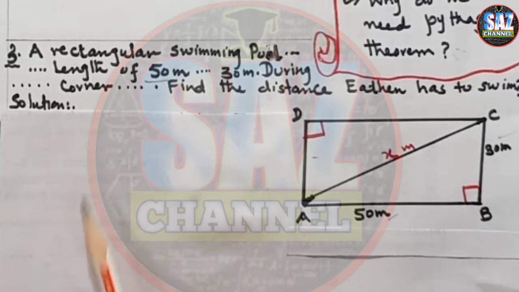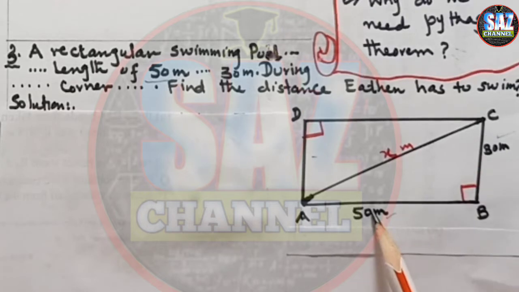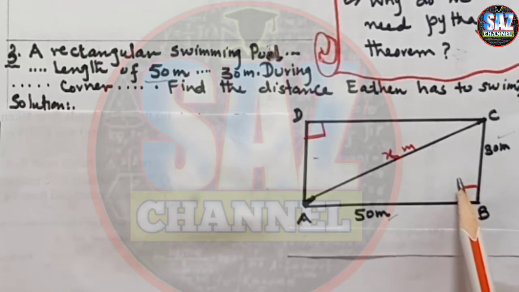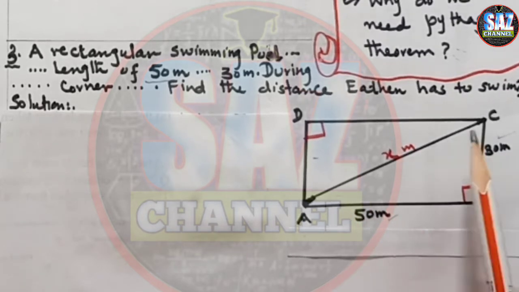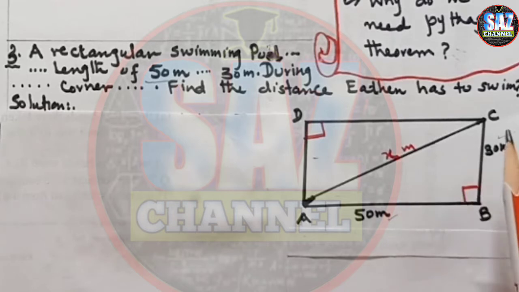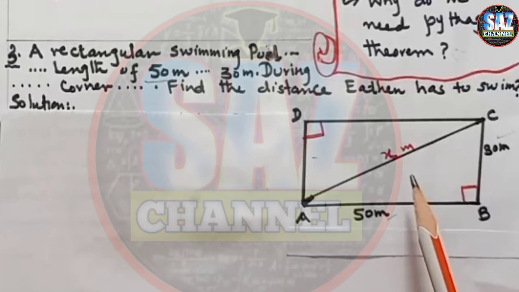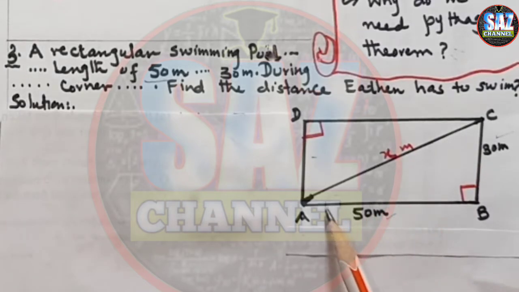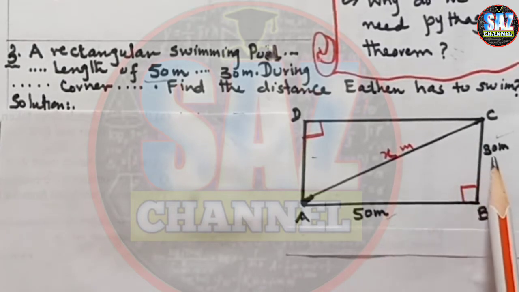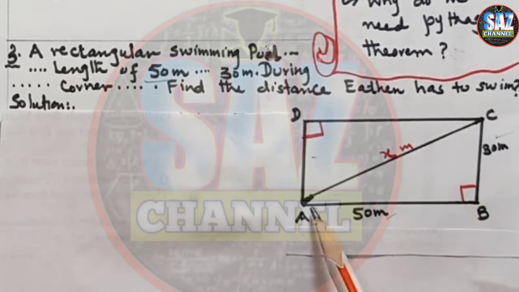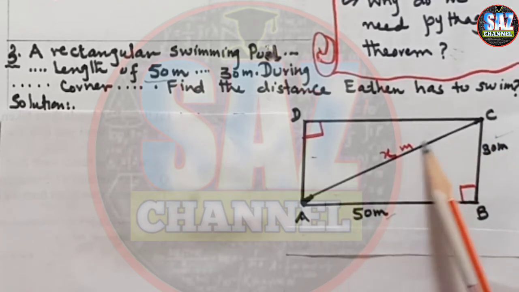Question says a rectangular swimming pool has a length of 50 meters and a breadth of 30 meters. During this swimming proficiency test, Ethan has to swim from one corner of the pool to the opposite corner. Find the distance Ethan has to swim. Okay, the question is about a rectangle in which the length is 50 meters and the breadth is 30 meters, and Ethan has to swim from one corner to the opposite corner, and let's draw that distance that he has to swim.